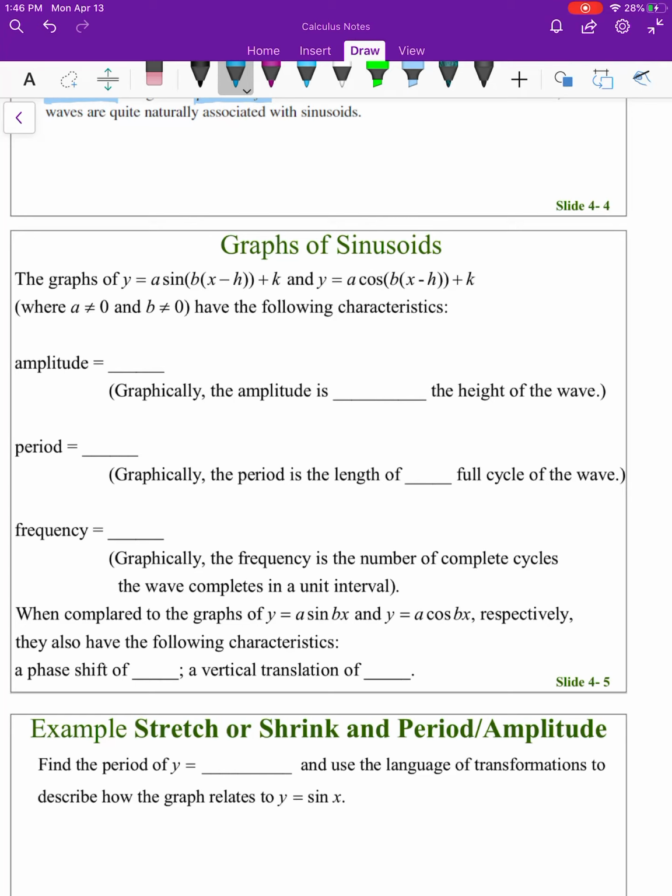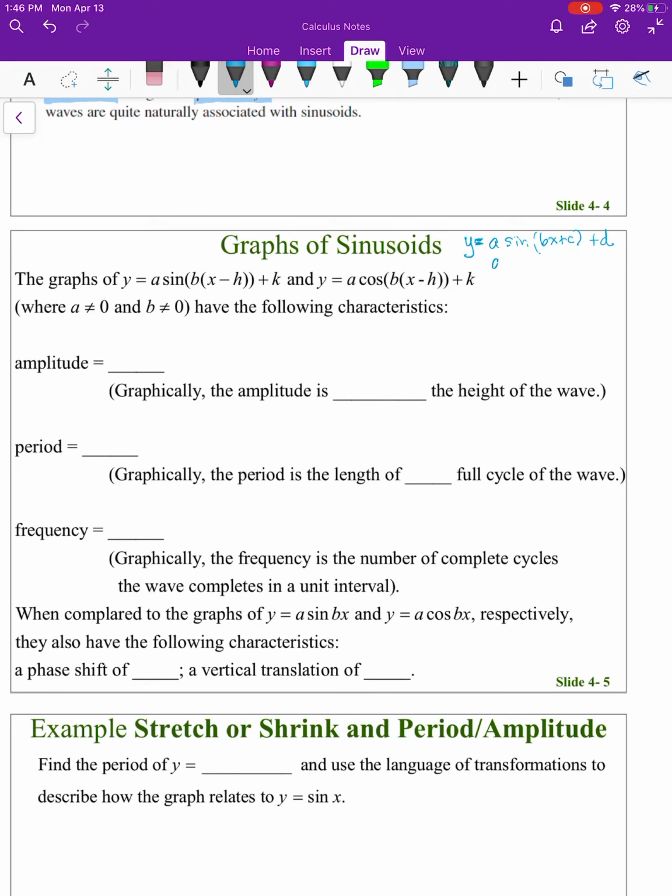The graphs of y equals a times the sine of b times the quantity x minus h plus k, and y equals a times the cosine of b times x minus h plus k, where a is not 0 and b is not 0, have the following characteristics. Now, I'd like you to notice that this is a little bit different than the one that I gave you a couple of pages beforehand.